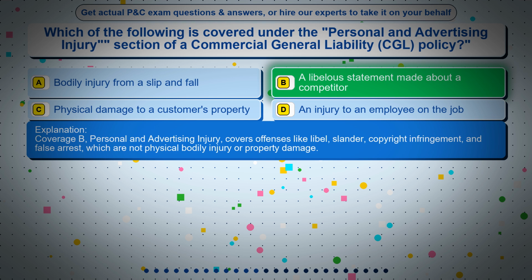Coverage B, personal and advertising injury, covers offenses like libel, slander, copyright infringement, and false arrest, which are not physical bodily injury or property damage.